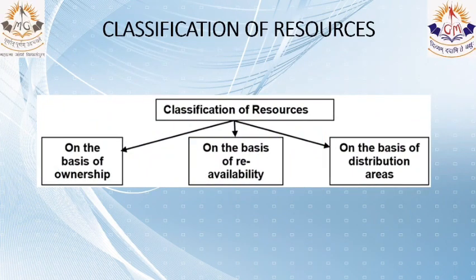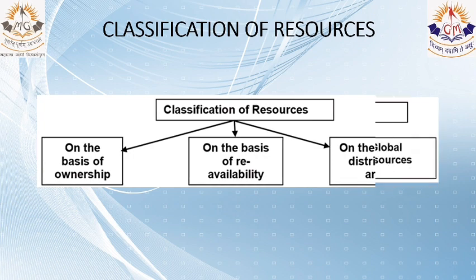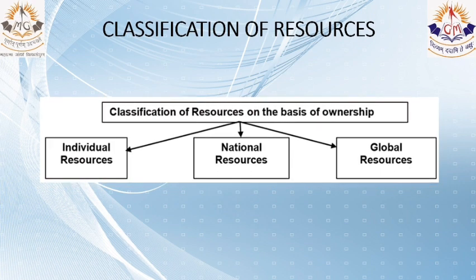Now, this is a simple chart to explain the classification of resources that we just learned. Classification of resources can be divided into three. The first one is on the basis of ownership, second is on the basis of reavailability, and the third is on the basis of distribution areas. So now let us learn in detail about these three classification of resources.